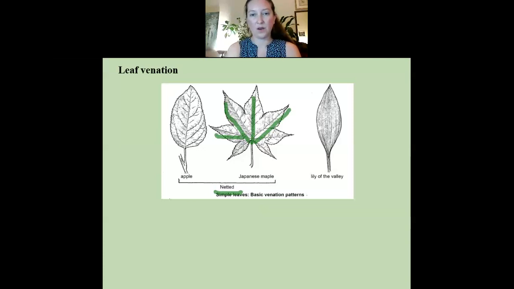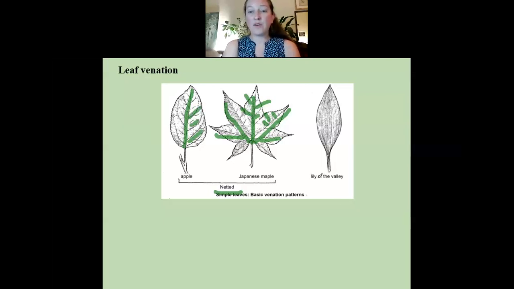You can see here, and then there are little veins all through here. I don't know if you can see them. They'd be on either side. Here's one. Here's one. Here, etc. This also has netted venation, right? So here you have a central midrib, and then the veins kind of come out like a net.